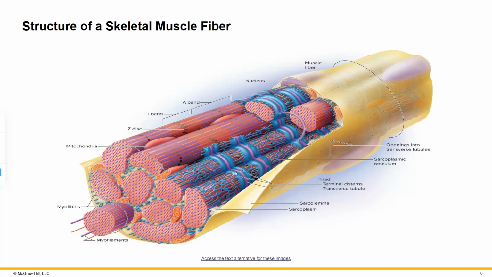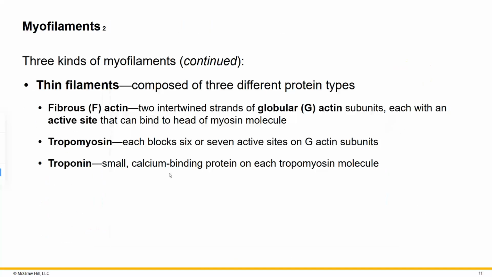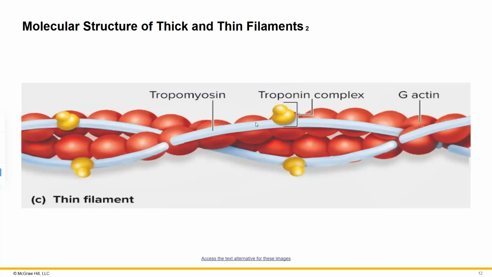Once that electrical signal travels through, calcium is going to be released from these terminal cisterns. And when calcium is released, it floods the muscle. Now, we have tropomyosin blocking the myosin binding sites. When calcium is present, calcium is going to bind to troponin, which causes the shape of this to change. And when the shape changes, it's going to reveal the myosin binding sites on actin.